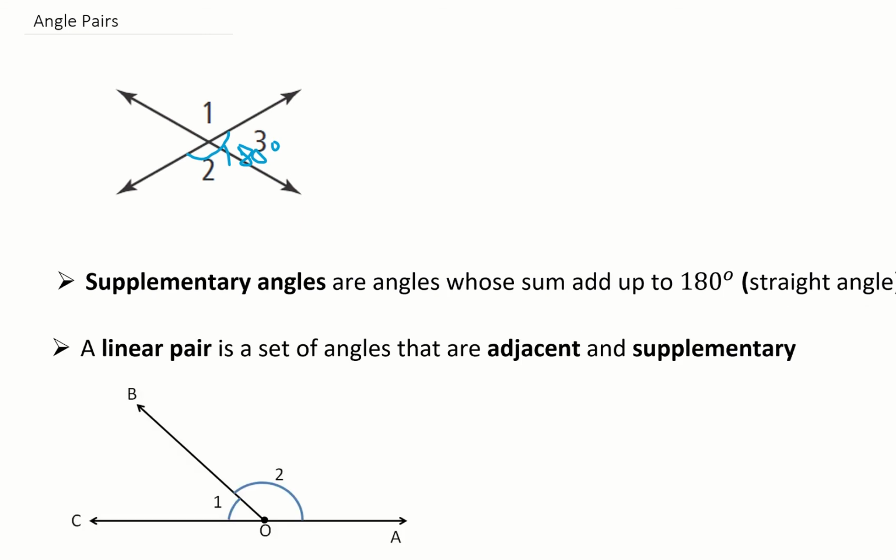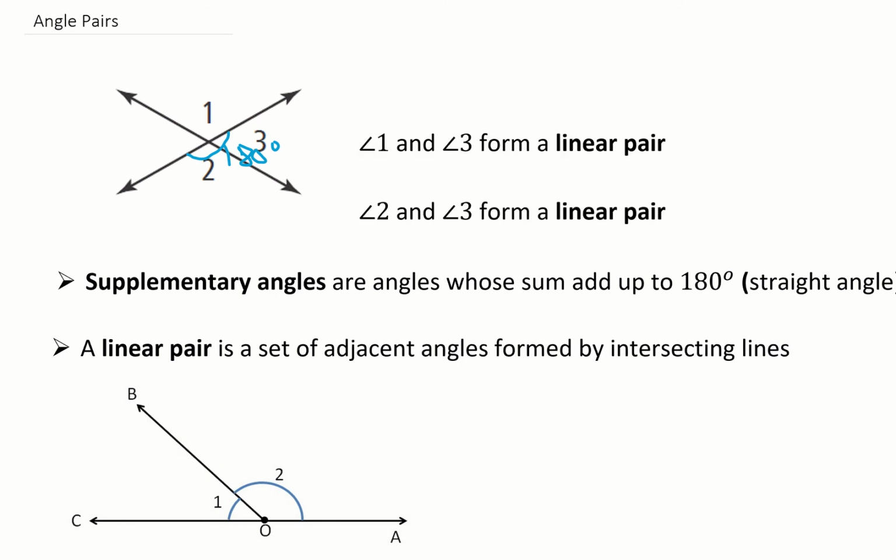All right, so a linear pair is a set of angles that are adjacent and supplementary. So they have to satisfy both conditions. In this example below, you'll see that angle 1 and 2 share a common side, which is this side right here. They share ray OB in this example. And they share a vertex, which is O, and they're supplementary, so they add up to 180 degrees. So we know that this total angle is 180 degrees. And so we call them a linear pair. In this example, angle 1 and 3 form a linear pair. Angle 2 and 3 form a linear pair, because they're adjacent, as we mentioned earlier, and they're also supplementary.